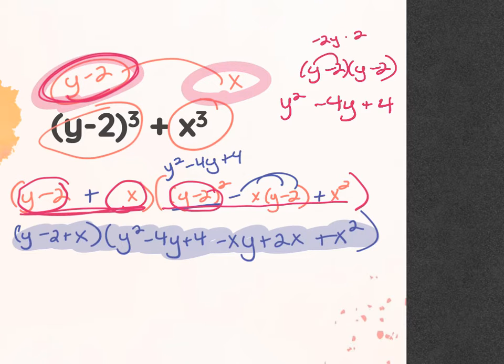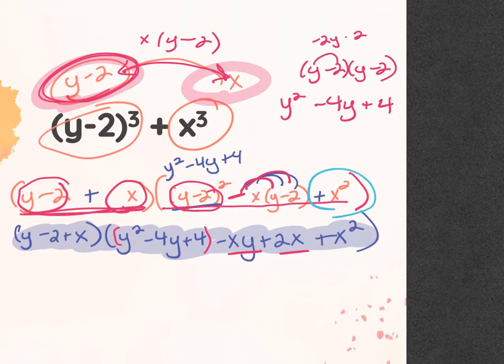Or you can just FOIL it out. Y minus 2 times y minus 2, first, outer, inner, last. And that's this whole part here. Then you would normally multiply these two together. So I'd get x times y minus 2. But the sign is opposite, which means it's minus. So I'm going to have to distribute a negative x to both of those. That's where negative xy and positive 2x comes from. And then that last term is always the last term squared, which is positive x squared.